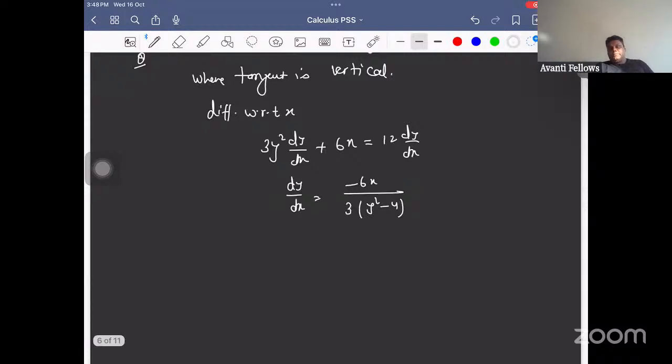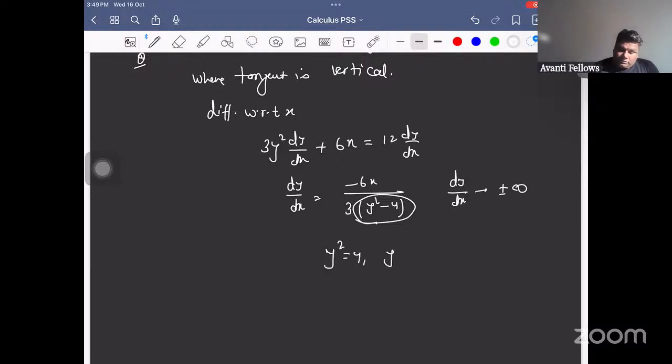Got it? So for dy by dx to approach infinite or minus infinite, so I should write it like plus minus infinite. Its slope should be going infinite. So this denominator of the slope should be 0. So y square should be 4. So y is plus minus 2. Got it?